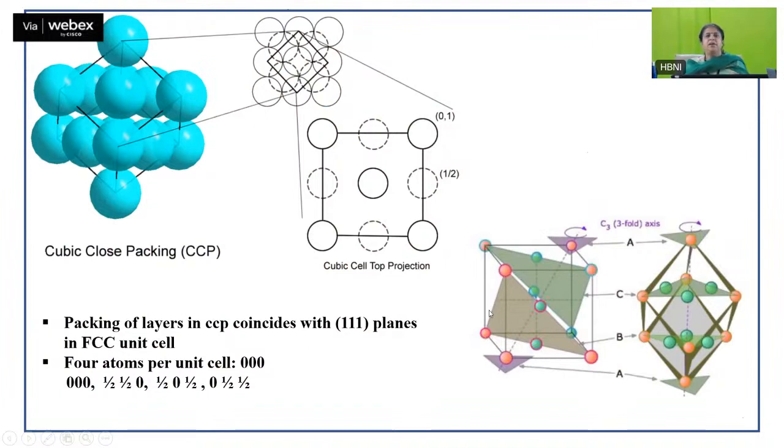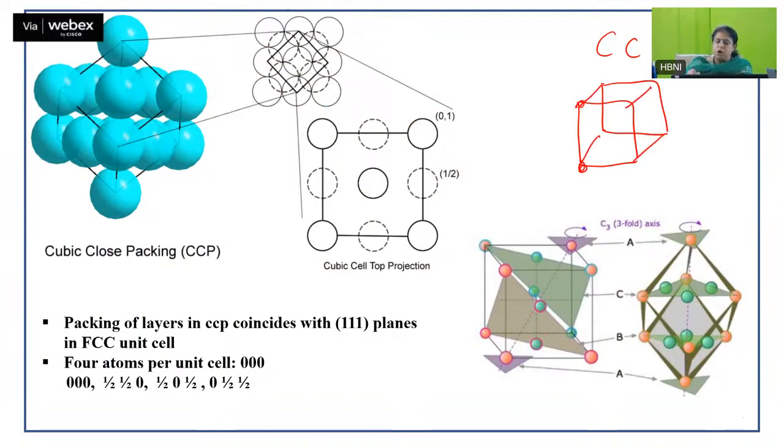For the FCC unit cell, from the close packing, it will be very difficult to show you the coordinates. But you have to remember now that for the CCP, close packing, the unit cell is face centered. Okay. And what is a face centered unit cell? Eight atoms on the corners and then 6 atoms on the face centers.